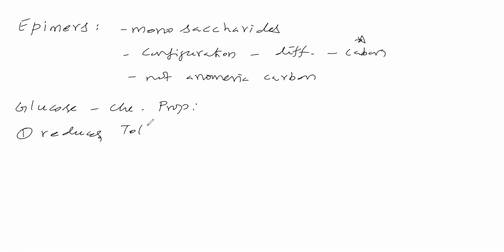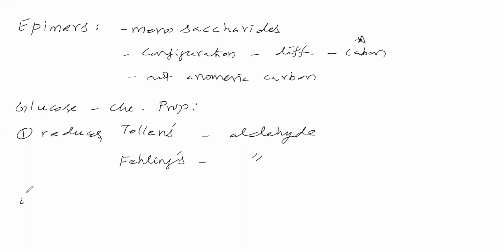Glucose reduces Tollens reagent, which means glucose contains an aldehyde group. Then next, glucose reduces Fehling solution. Therefore, it says that glucose contains an aldehyde functional group.